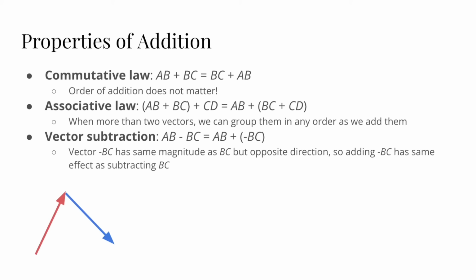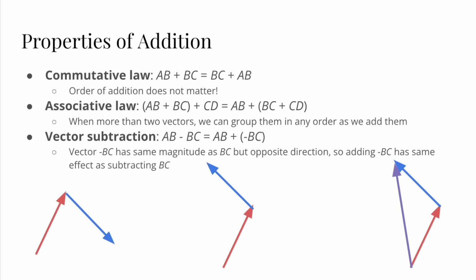If we look at these two vectors and want to subtract the blue vector, then we'd simply flip the vector around by 180 degrees and add them together to get our new resultant. This works because we know that a negative vector is just the same vector magnitude, but in the opposite direction.